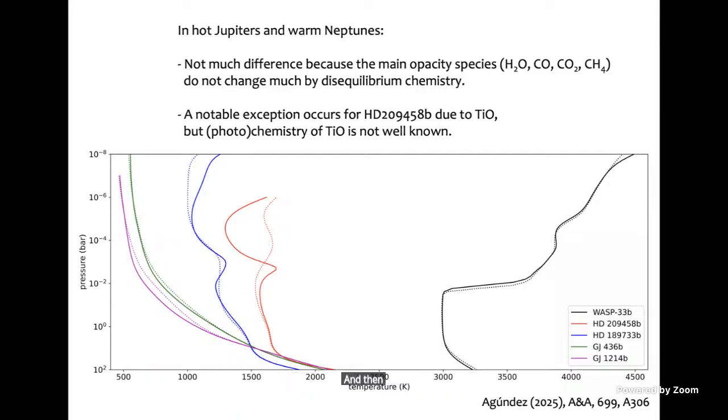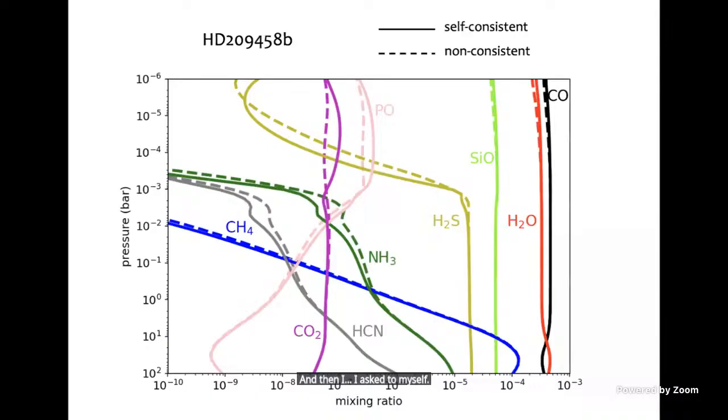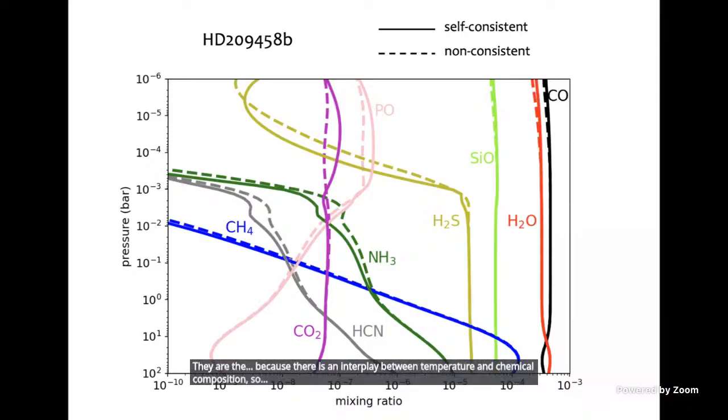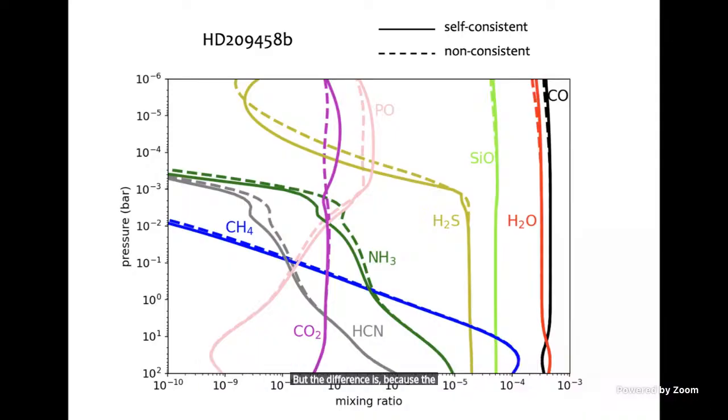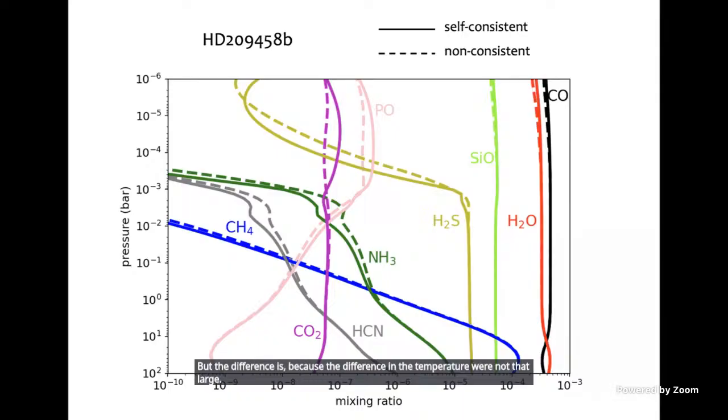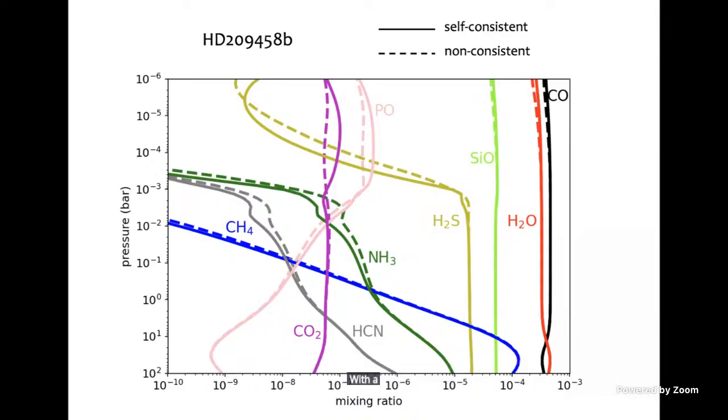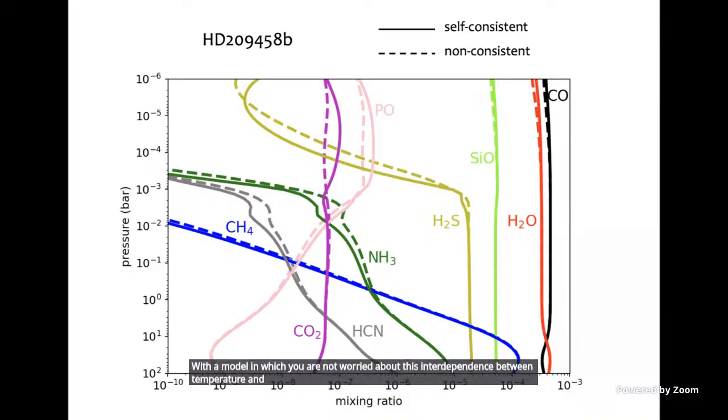The other question I asked myself was this: because there is an interplay between temperature and chemical composition, the disequilibrium composition may affect the temperature, and if the temperature is affected, this will in turn affect the chemical composition. But because the difference in temperature was not that large, the difference in the chemical composition also is not that large. So the message is that you may live with a model in which you are not worried about this interdependence between temperature and chemical composition.